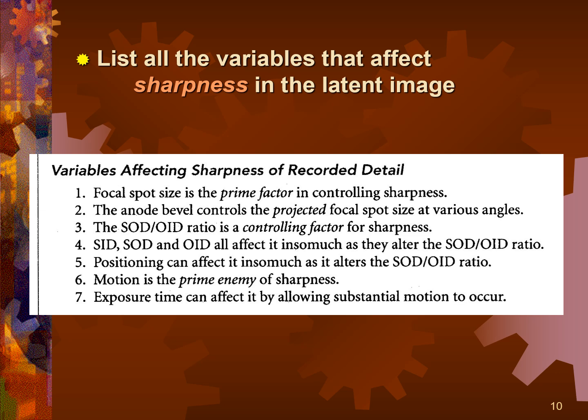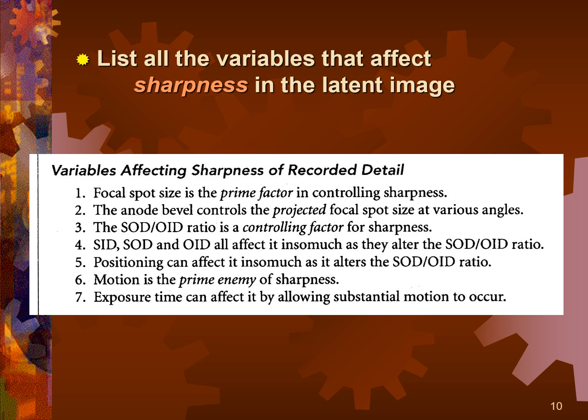Motion is the prime enemy of sharpness. Motion creates motion blur, which is different than penumbral blur. Motion blur is controllable and preventable to a certain extent, whereas penumbral blur is a function of the engineering and the geometry of the X-ray beam. Okay. Exposure time affects it more, I would say influences it, because it allows for the potential for motion.